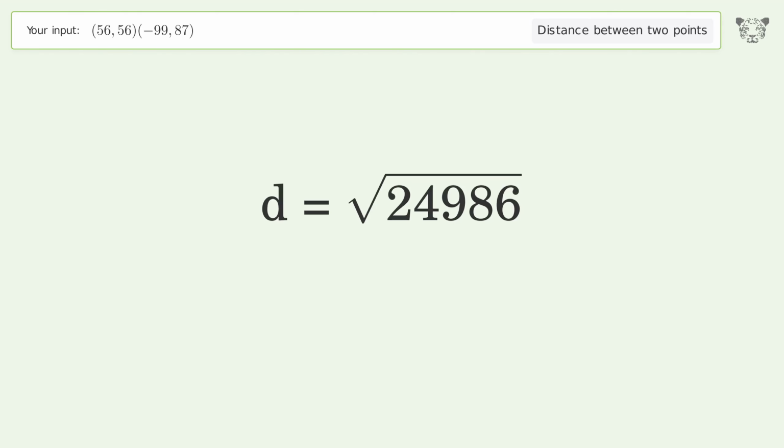And so the distance between the 2 points is the square root of 24,986, or 158.07.